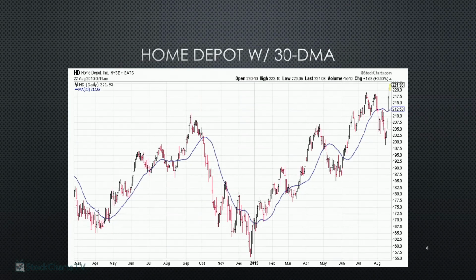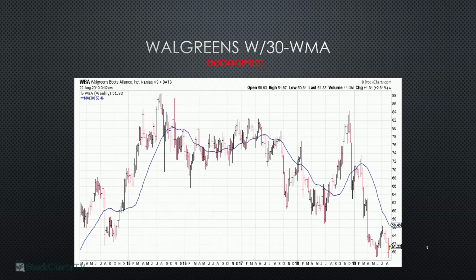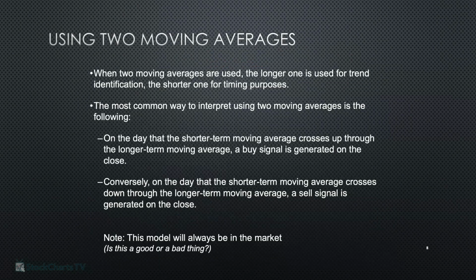Look at some other charts. Here's Home Depot with a 30-day moving average. Same type of thing. You can capture some of the trends, but you can also get chopped up a heck of a lot. Here's where you get destroyed: in something going sideways for a fair amount of time. This was Walgreens Boots with a 30-week moving average. And from the middle of 2015 through almost all of 2017, you just got clobbered. So there are pros and cons to using a simple, single moving average.